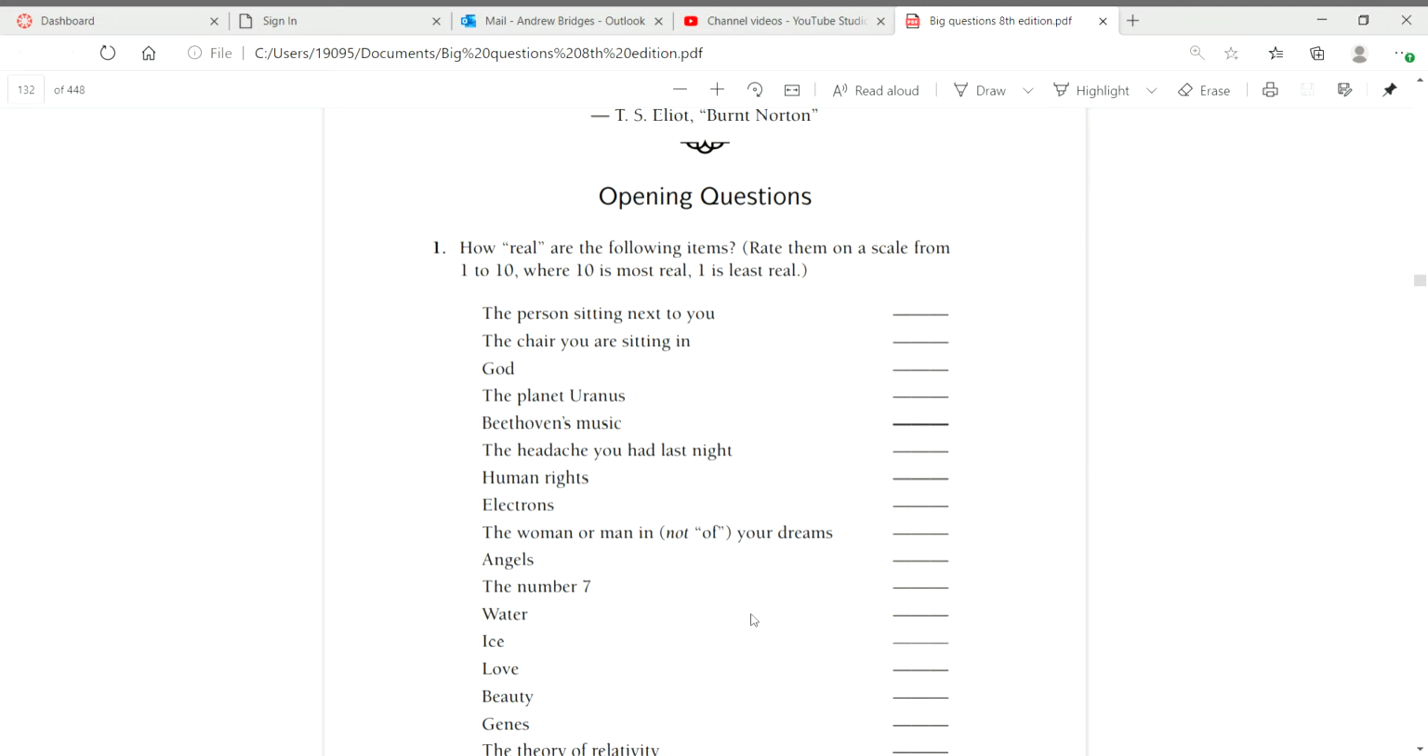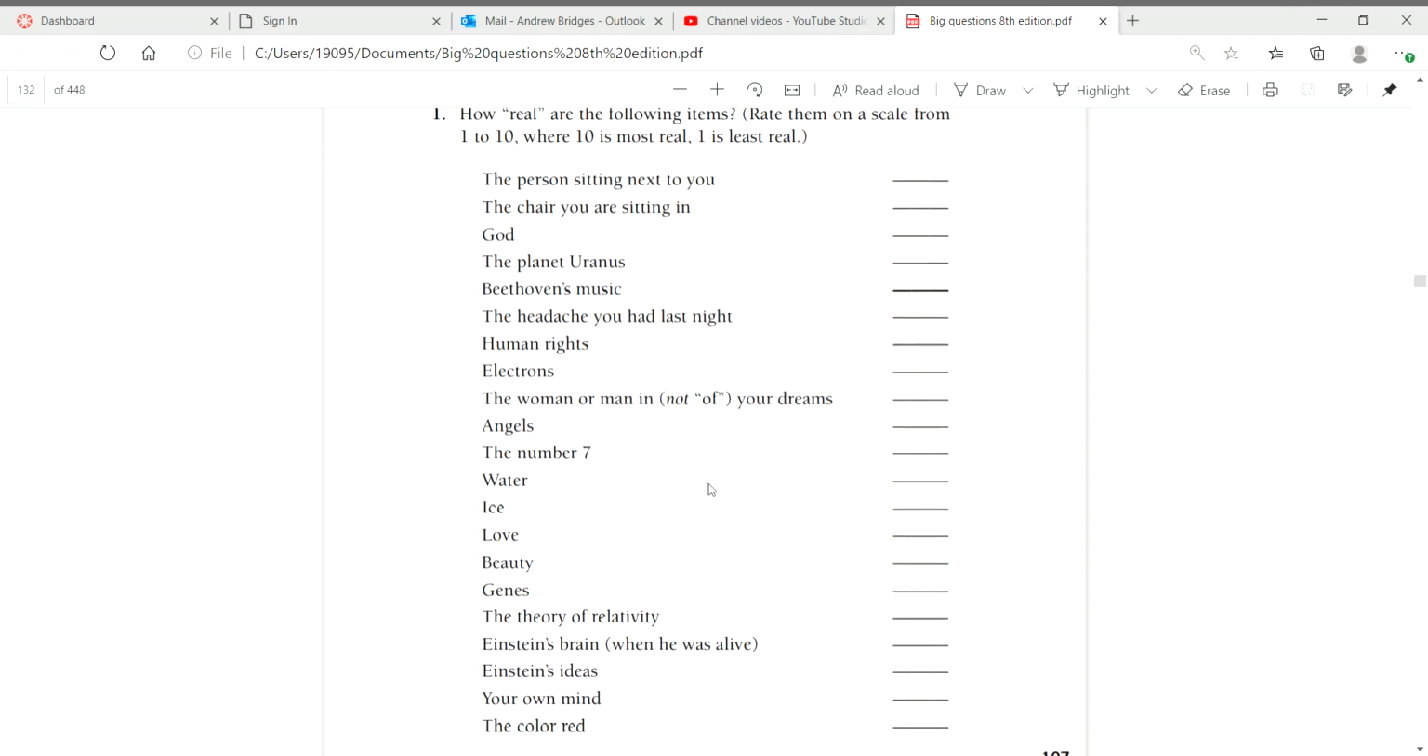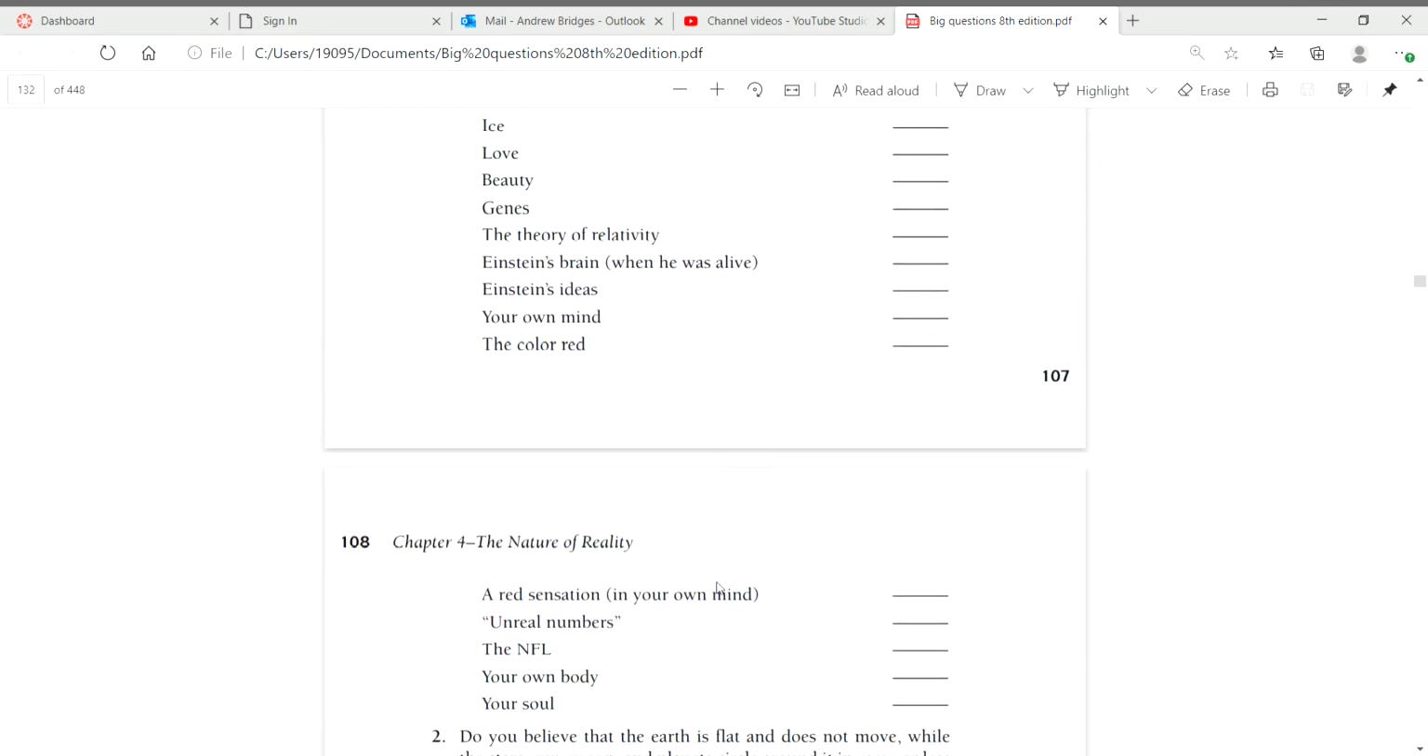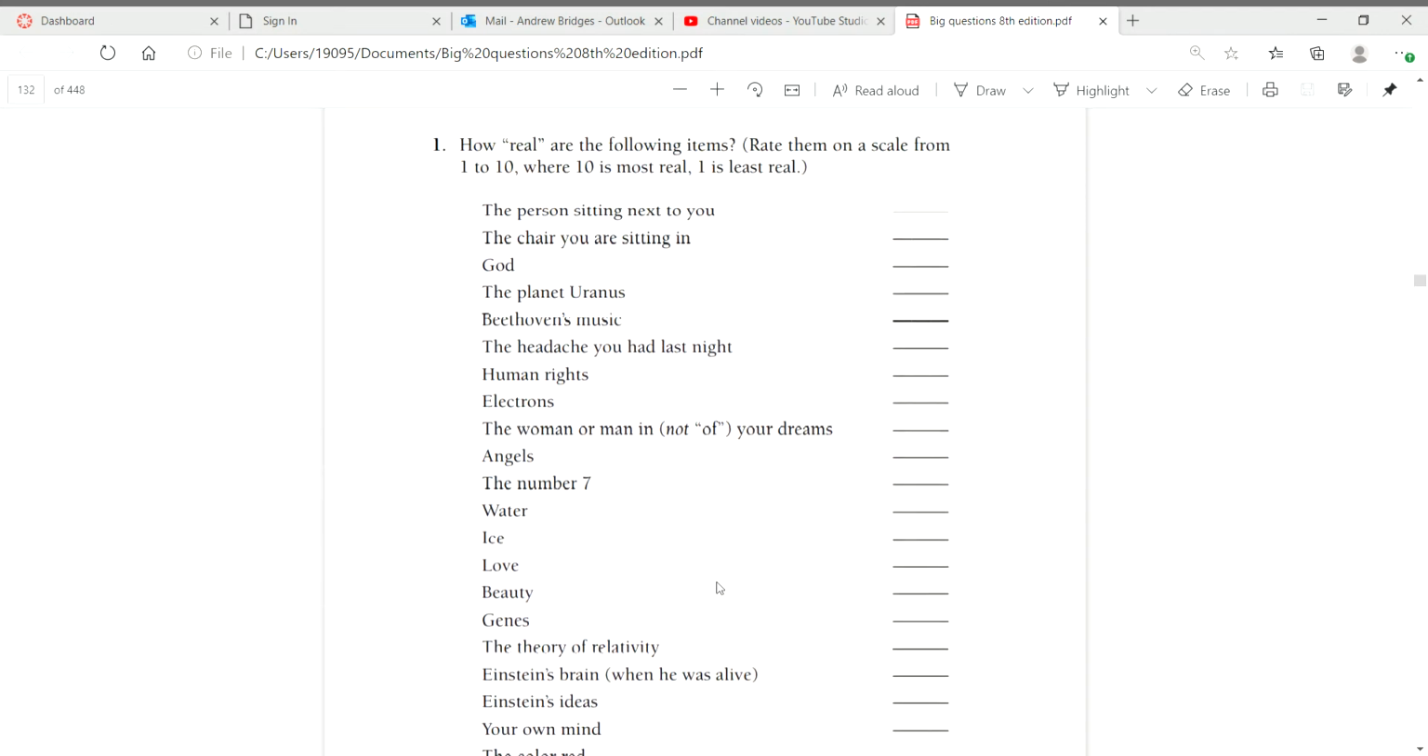So for example, if we go down to something like, let's see, Beethoven's music, right? So we assume that Beethoven's music wouldn't initially exist without Beethoven. But now that Beethoven has died, his music still exists. So you might sort of ponder which would be more real, Beethoven or Beethoven's music, right?